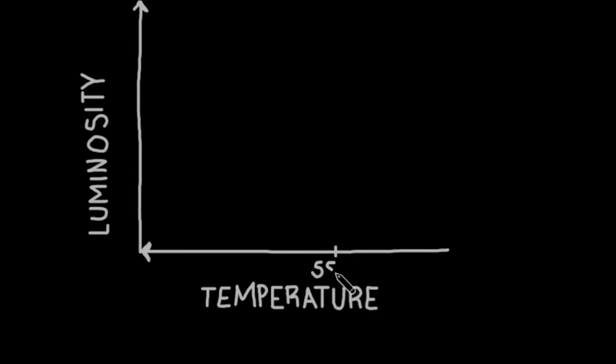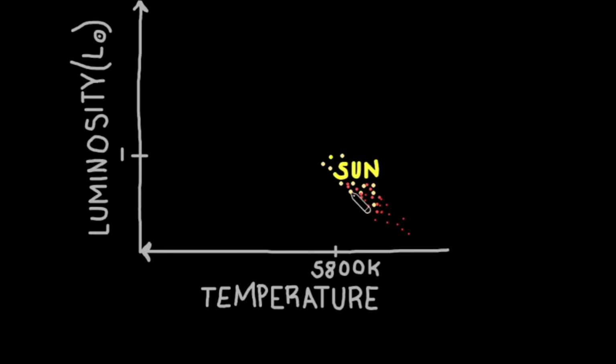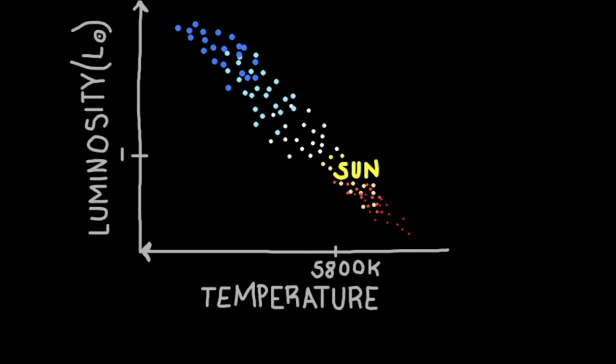With a temperature of around 5,800 Kelvin and 1 solar luminosity, the Sun falls near the middle to lower right-hand corner of our graph. Stars that are dimmer than the Sun tend to be cooler and thus fall even farther to the right. Stars that are more luminous than the Sun tend to be hotter and thus can be found in the upper left-hand corner of our diagram.